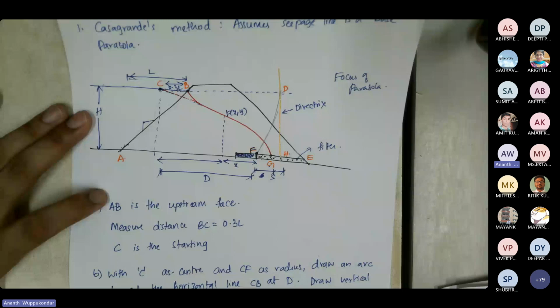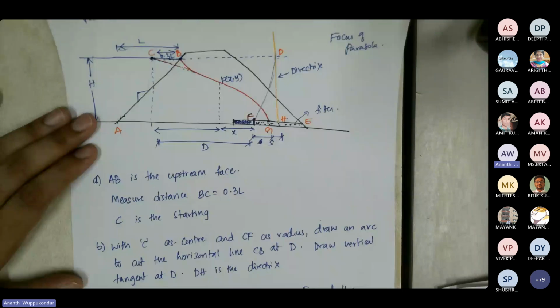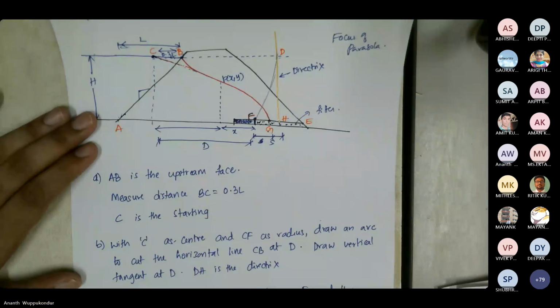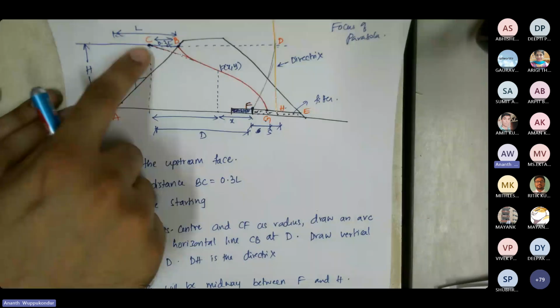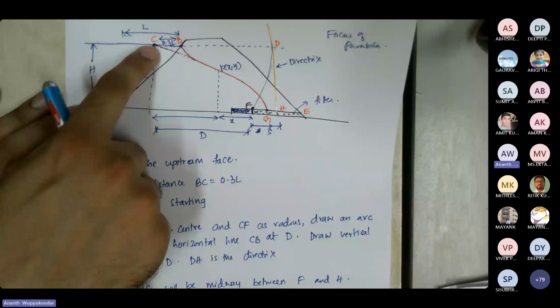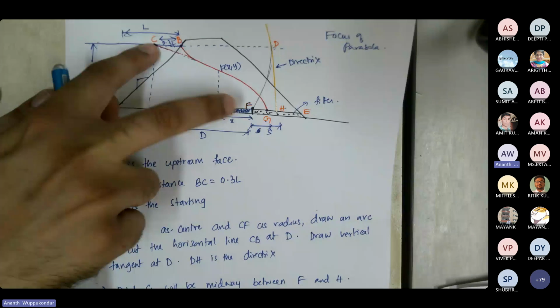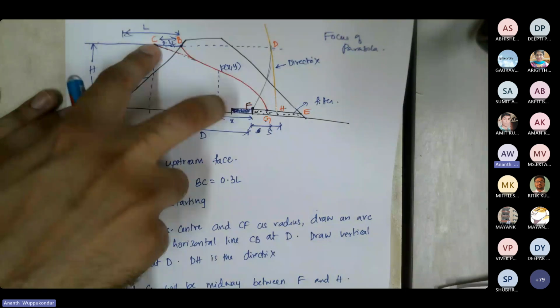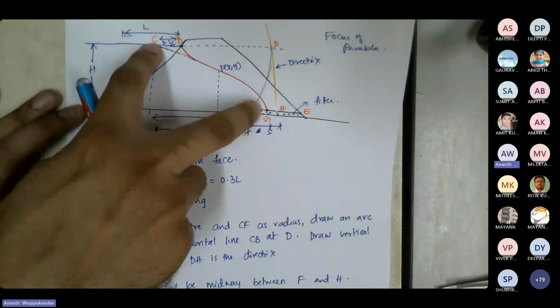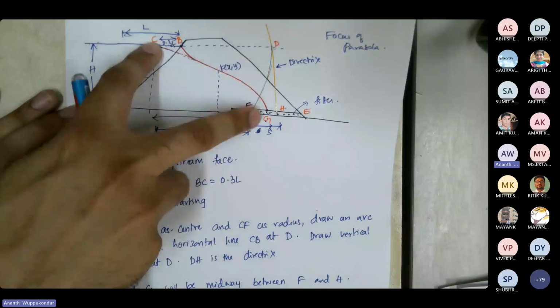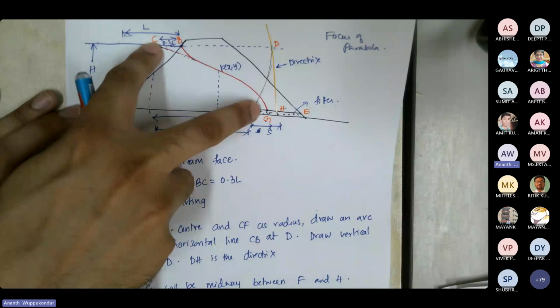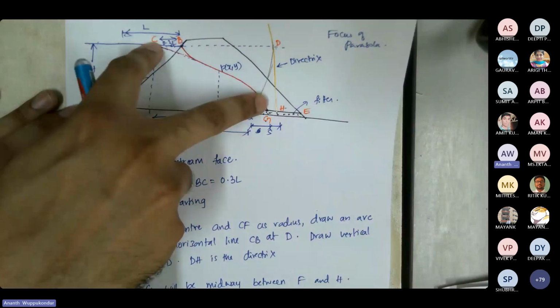Once you identify the point C, which is at a distance of 0.3 times the length, now what we do is, with the point C as the center and CF as the radius, where F is the focus of the parabola, you draw an arc, which is represented by this pencil line. So you draw an arc and see where this arc intersects the vertical line.